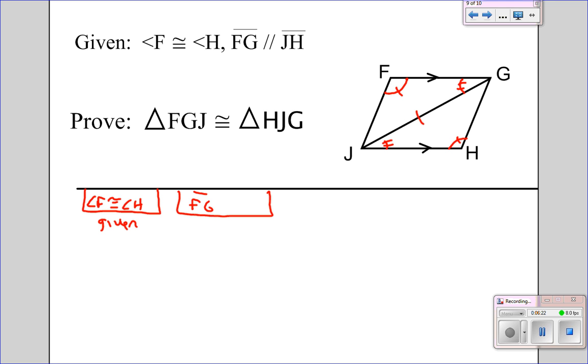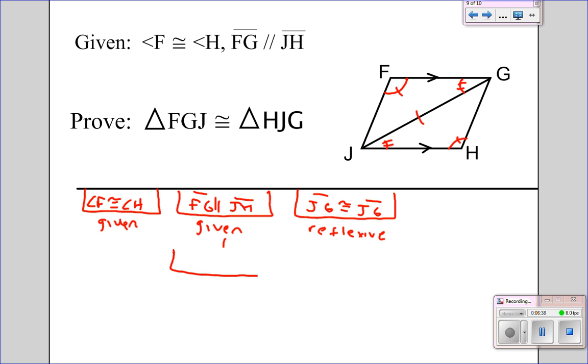So given angle F is congruent to angle H, FG is parallel to JH, and finally, we always put our reflexive side up top. So JG is congruent to JG. Now, from the parallel lines, we learn that angle FGJ is congruent to angle HJG. Sorry, that's a lot of letters.